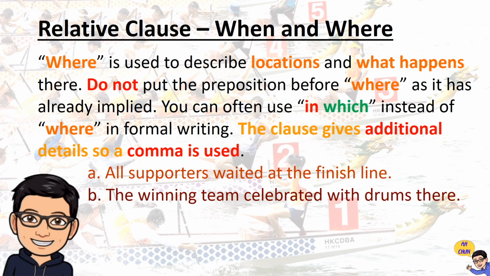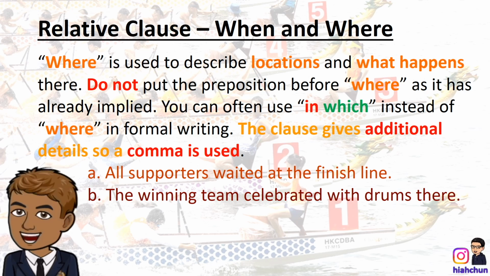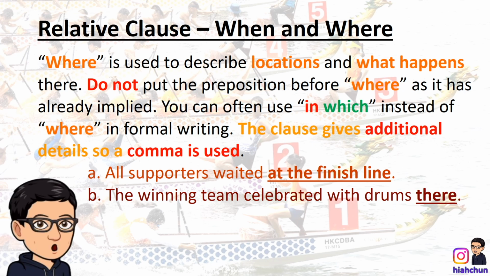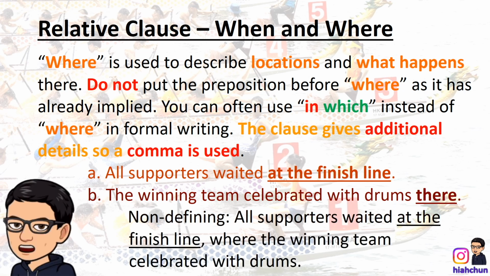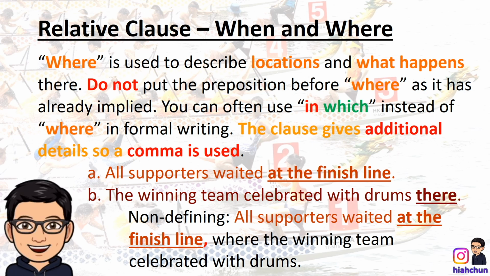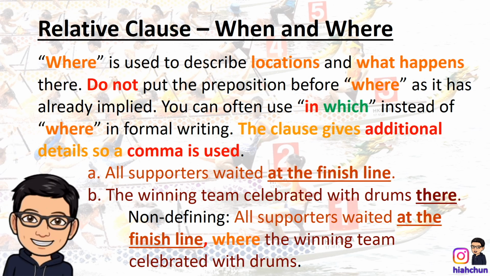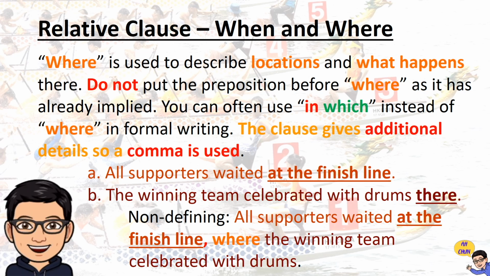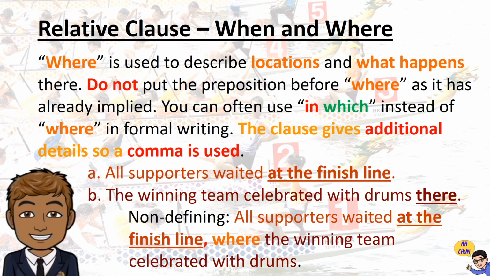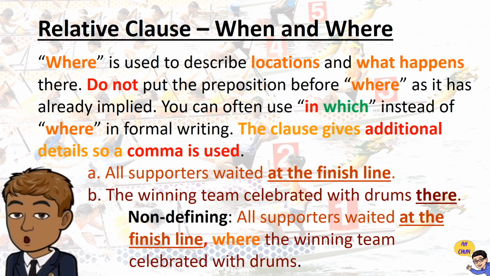Let's look at our example sentences. All supporters waited at the finish line. The winning team celebrated with drums there. The phrase "at the finish line" appears in both sentences, so we combine them. All supporters waited at the finish line, where the winning team celebrated with drums. The finish line is a specific place, and the clause adds non-essential information. Since it's extra information, it is a non-defining clause, and we use a comma.